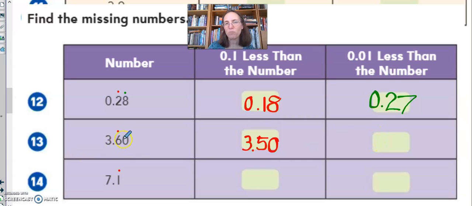I think I'm going to have to do some regrouping on this one. So I need to take away 1/100th, but I don't have any. So what I'm going to do is take away one of these tenths and trade it in for 10 hundredths. So that will leave me with 3 in the single ones place, 5/10 and 10/100 minus 1/100 is 9. 3 and 59/100. Let's take a look at 7 and 1/10. Well, if I'm getting rid of that 1/10, it leaves me with 7. And you guys, you don't even need a decimal here.